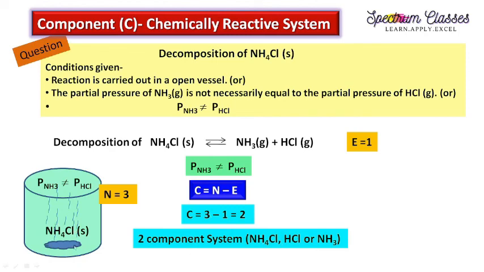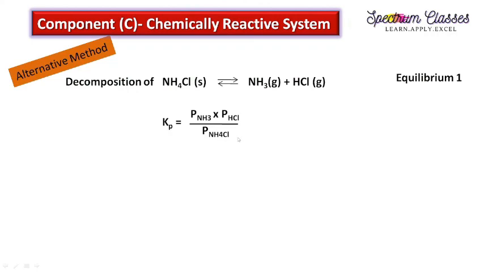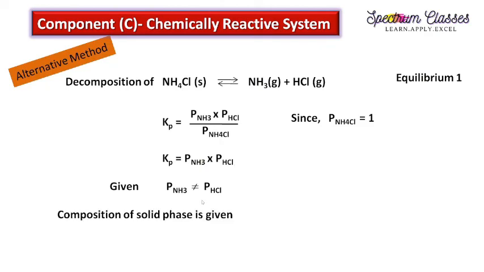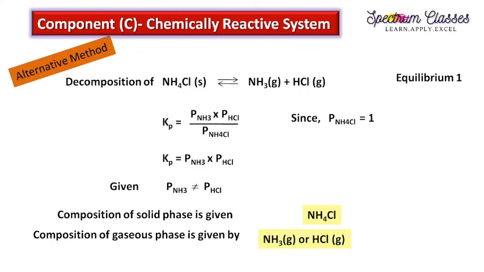To define the solid phase, we require NH4Cl, and out of these two gases, at least one gas must be known to us for this equilibrium constant. In terms of the equilibrium constant, this can be calculated like this. Since the NH4Cl term is equal to 1, we have PNH3 times PHCl. Since from the equilibrium constant condition we can evaluate only one term from one equation, and since PNH3 is not equal to PHCl, one species must be known to us for this equation, right? So the composition of the solid phase will be given by NH4Cl and the composition of the gaseous phase is given either in terms of NH3 gas or in terms of HCl gas.